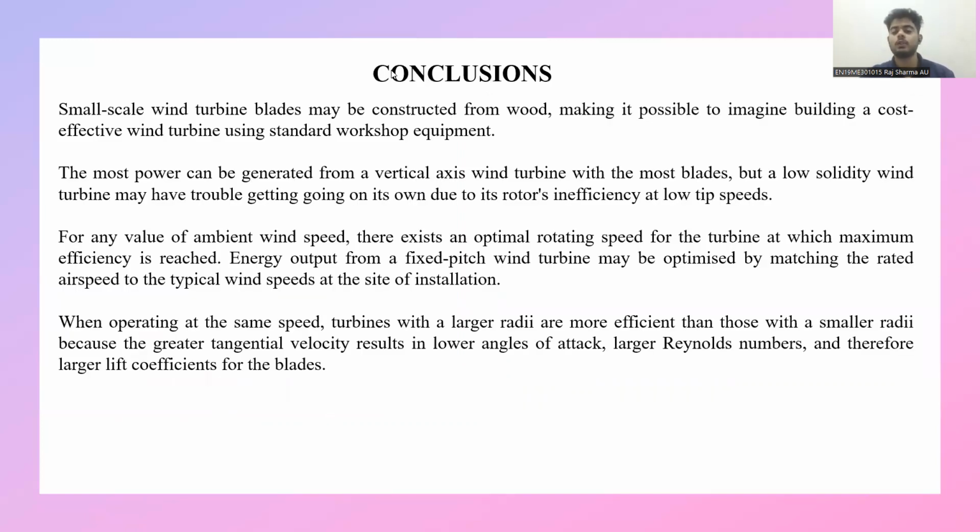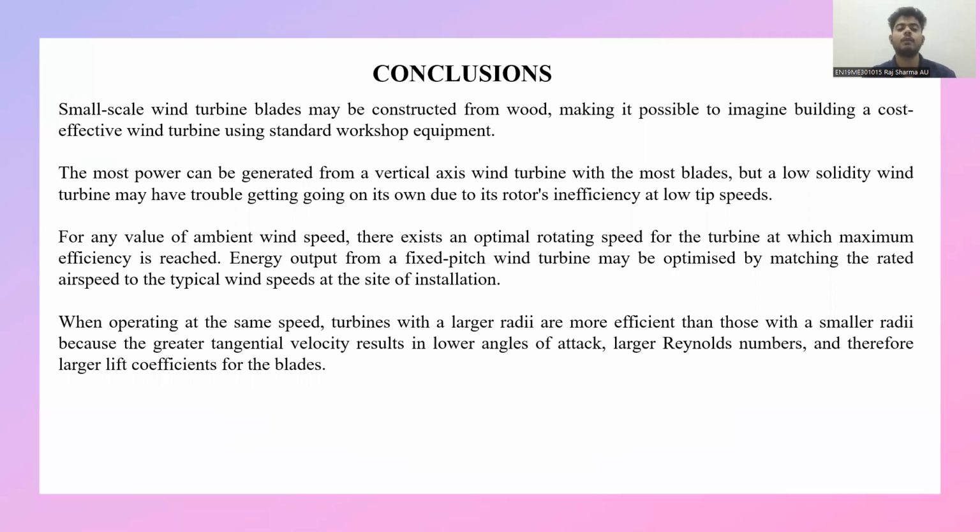So what is the conclusion of this paper? Basically the conclusion is that small scale wind turbine blades may be constructed from wood, making it possible to imagine building a cost-effective wind turbine using standard workshop equipment. The most power can be generated from a vertical axis wind turbine with the most blades. But a low solidity wind turbine may have trouble getting going on its own due to rotor efficiency at low tip speed.